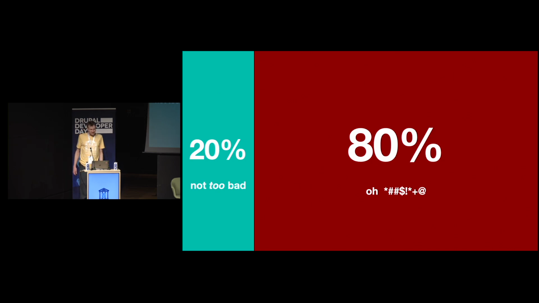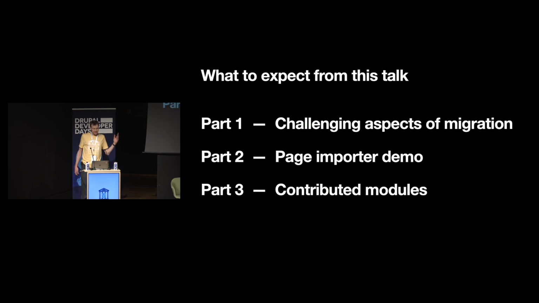So what to expect from this talk? First of all, I'm going to talk a little bit about the more challenging aspects of the migration, the big kind of red blob we saw. Then I'm going to show you a tool that we built for LocalGov to import single pages. And then I'm going to wrap up by giving a bit of a technical overview of what's behind that tool and some of the modules that we're working on contributing.